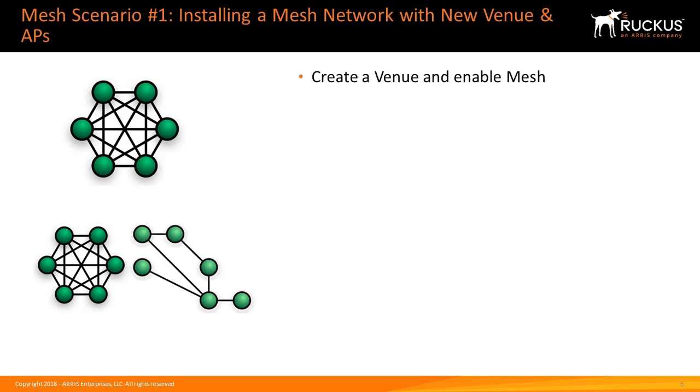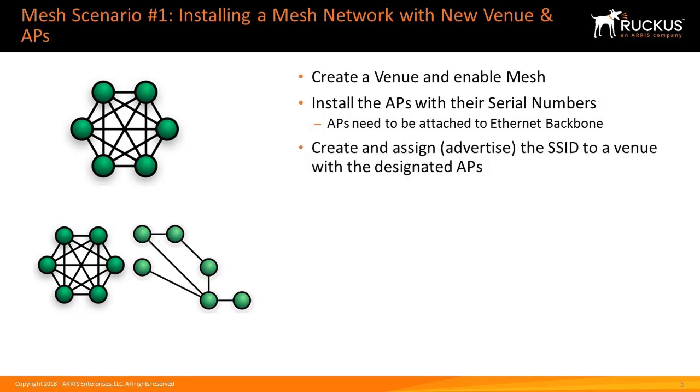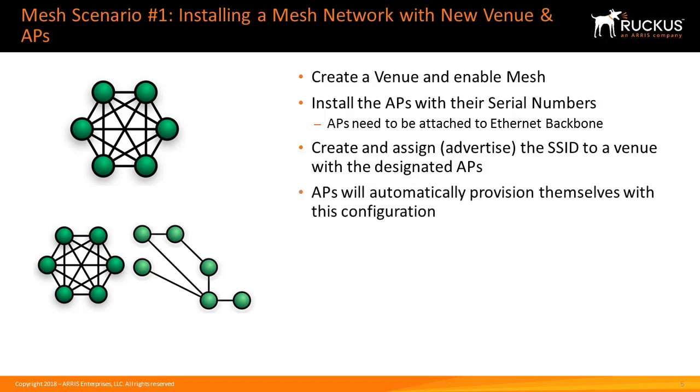You would create a venue and enable mesh and save the configuration. You would then install the new APs with their serial numbers. You would make sure that the APs are attached to the Ethernet backbone and power them on, then create a network SSID and advertise the SSID to the venue. The APs will automatically provision themselves with this configuration.